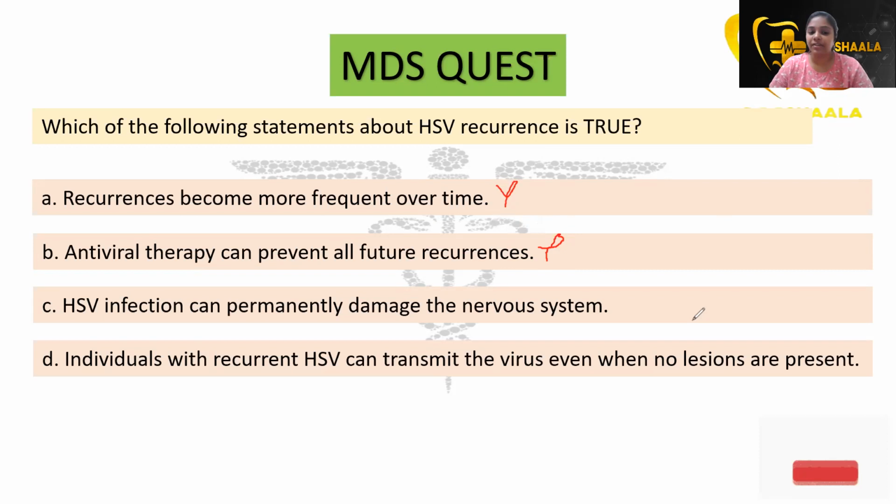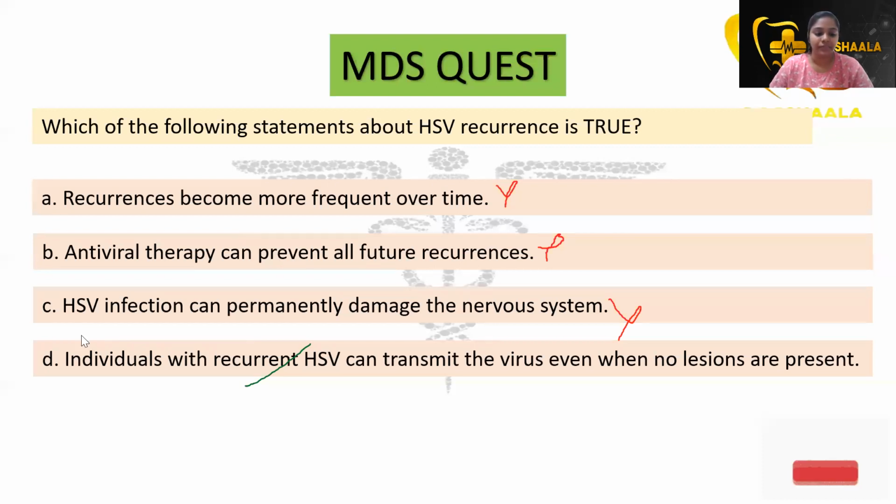Then, HSV infection can permanently damage the nervous system. No, it cannot permanently damage the nervous system. Then, individuals with recurrent HSV can transmit the virus even when no lesions are present. Absolutely, they can transmit. Okay, even when they are lesion free, they can transmit the infection. So this will be the correct answer for this question, right?